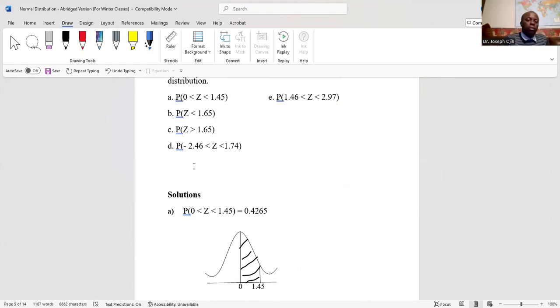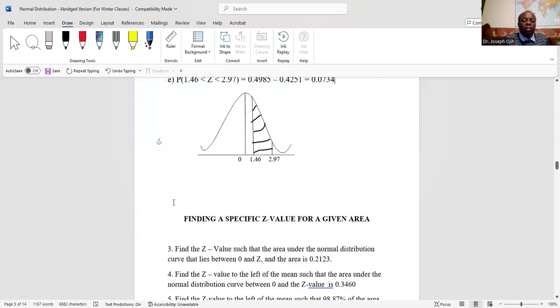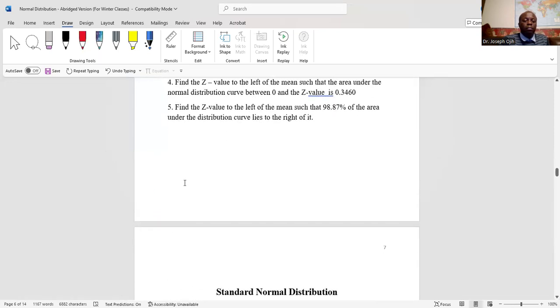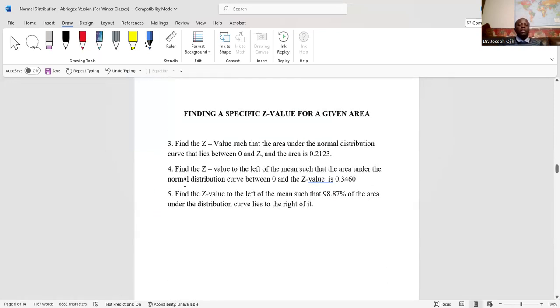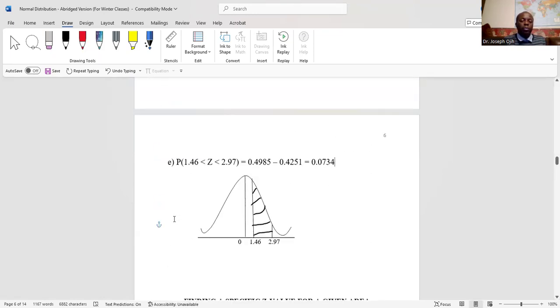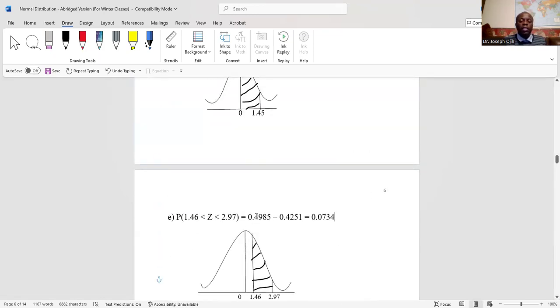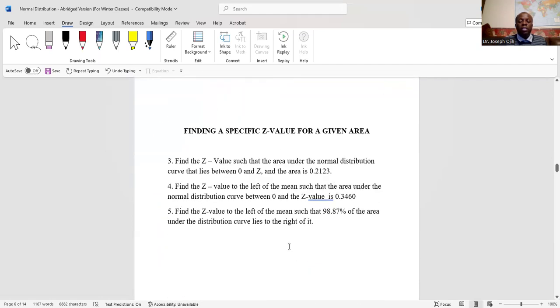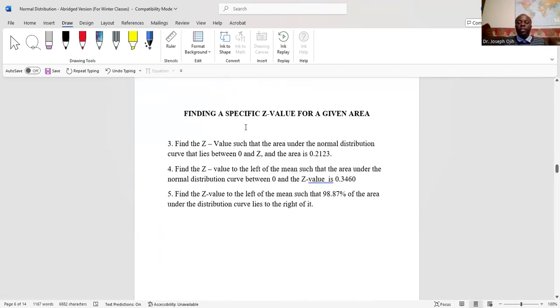Okay, good. Now let's look at finding specific z values for a given area. In this case, we are doing the opposite of what we just did. Remember, before they gave us the z value and we found the area. But in this case, they give us the area and they want us to find the z value. How do we do that?